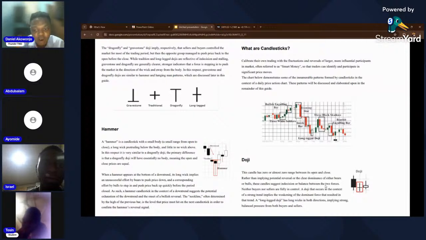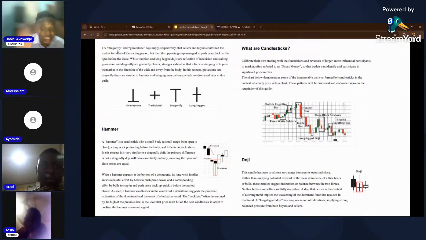Now, a dodgy that occurs in the context of a strong trend implies the weakening of the dominant force that resulted in that trend. But let's say a long-legged dodgy, as you can see, has long wicks in both directions. Remember, I told you that these are wicks, and this is the body. These two long wicks in both directions imply strong pressure from both buyers and sellers.